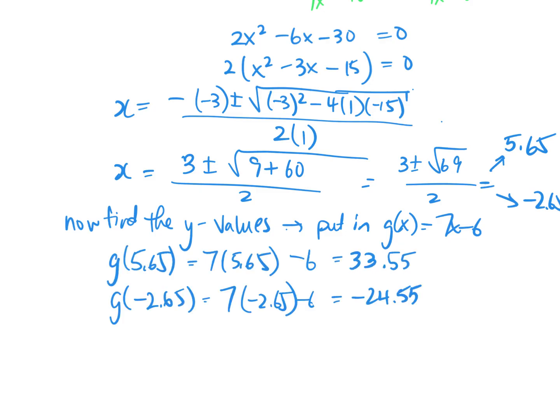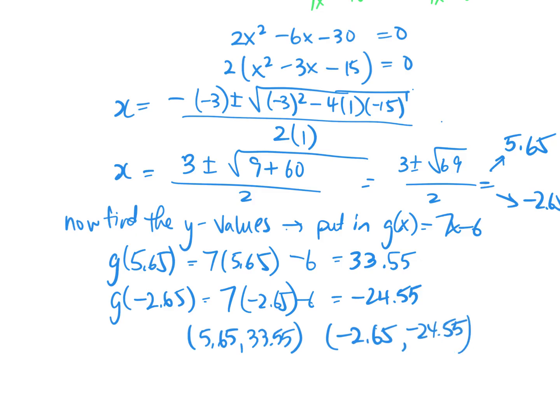So I put those two values into g of x, and then I ended up with the 2 points. So the first one is 5.65 with approximately 33.55, and the second point is negative 0.265, and when I plugged that in, I got negative 24.55.